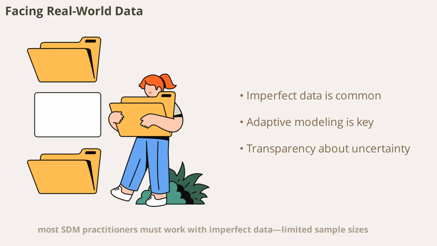In reality, most SDM practitioners must work with imperfect data, limited sample sizes, incomplete coverage, and various biases. It's important to recognize these limitations and to use adaptive approaches, such as collecting additional data or refining models as new information becomes available. The goal is to make the best use of available data while being transparent about uncertainties and potential shortcomings. This realistic approach ensures that SDM results are as reliable and informative as possible.